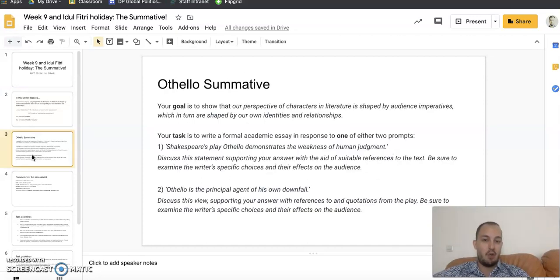So your goal is to show, remember our statement of inquiry, that our perspectives of characters in literature are shaped by audience imperatives, which are in turn shaped by our own identities and relationships. Your task is to write a formal academic essay in response to one of 2 prompts. Notice it's one. You only choose one. You don't have to choose 2. The first prompt is: Shakespeare's play Othello demonstrates the weakness of human judgment. The second prompt is: Othello is the principal agent of his own downfall. So you choose one of those questions, and you write an essay in response to it.